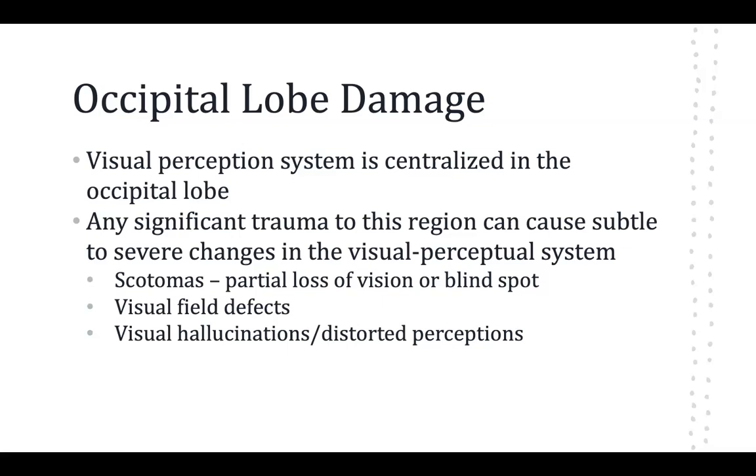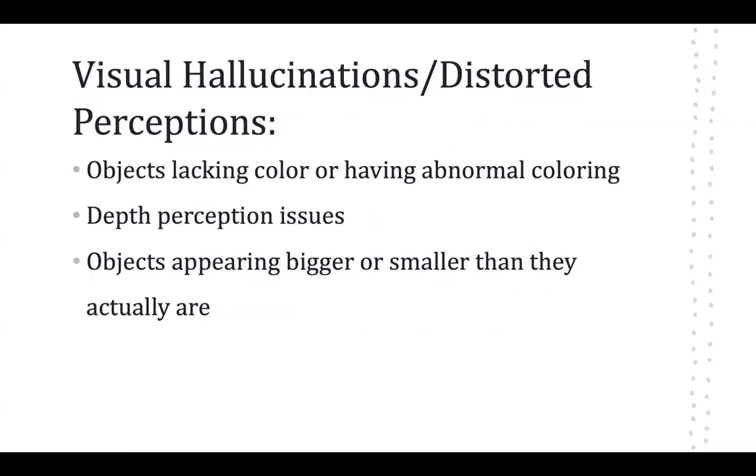There's also visual field deficits and visual hallucinations, so seeing things that aren't there, or distorted perception. So maybe thinking things are closer or farther away than they actually are. With visual hallucinations or distorted perceptions, this may mean that somebody sees an object that's lacking color or having abnormal coloring. It could also be depth perception.